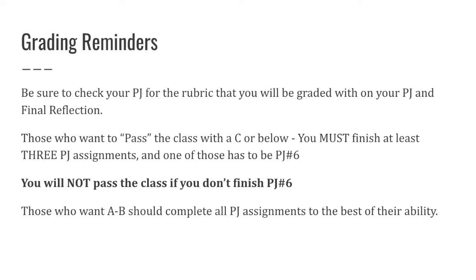So that's half of the components of this course. One half is the process journal, the other half is the final reflection. So number 6 must be finished if you're only choosing to finish 3. Those who want an A or a B should complete all process journal assignments to the best of their ability.